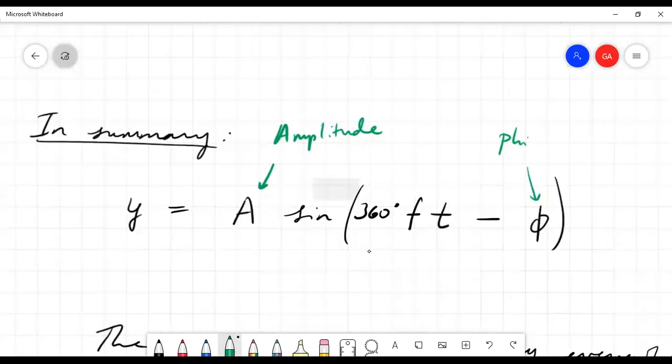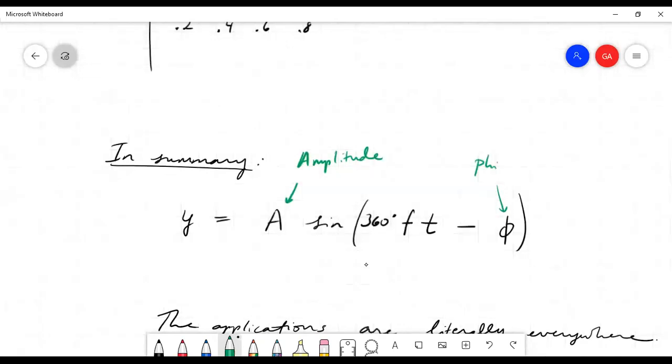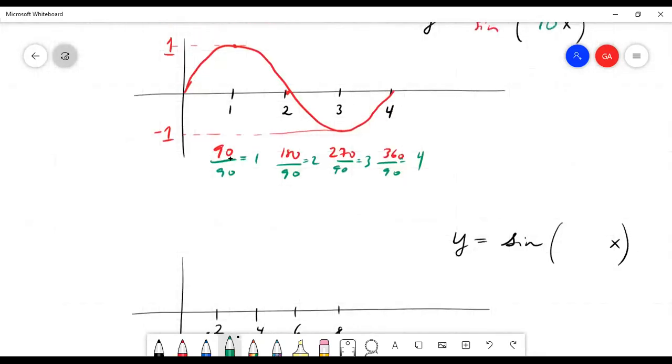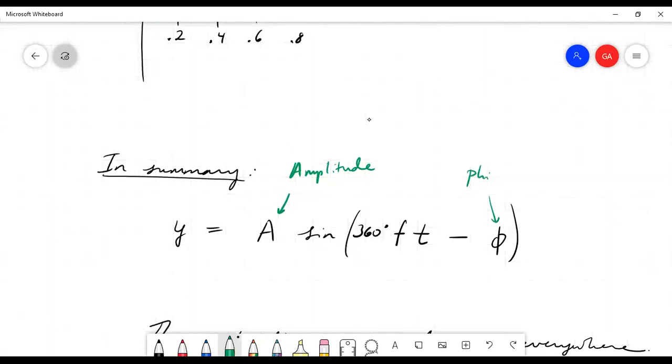And lastly, in this last example, we found that the frequency of the graph, in other words, where it crosses the axis, can be changed by multiplying by the original scale. And what that does is it divides out, like in this example, it divided out by 90, right? So then you're left with 1, 2, 3, and 4. And so multiplying by 360 degrees times your frequency gives you the desired frequency of your wave.